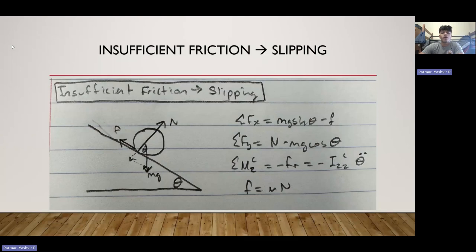Now, this is a body that's dealing with insufficient friction, aka slipping. The free body diagram remains the same. The equations remain the same. The only difference is that now we can assume that friction will equal the friction coefficient times the normal force.